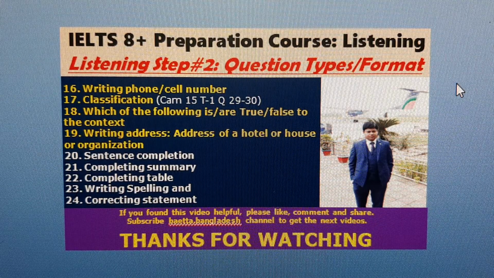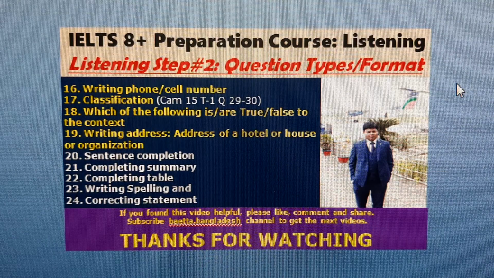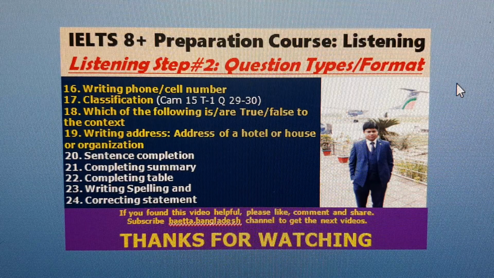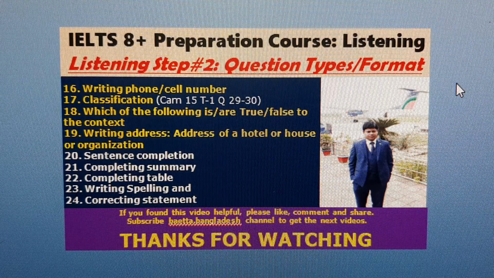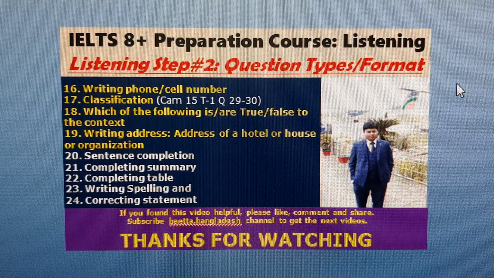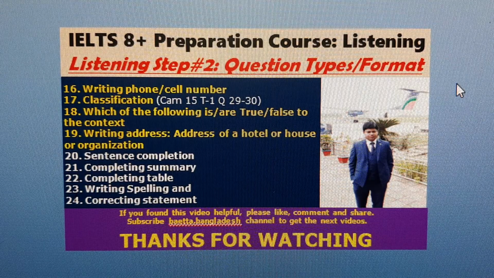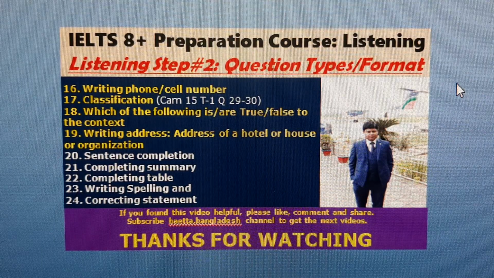Question type 23, writing spelling. Writing correct spelling is also a very common question you can find in most of the listening tests. And last but not the least, question type number 24, correcting a statement. This is also a very important type of question and also very common in most of the tests.